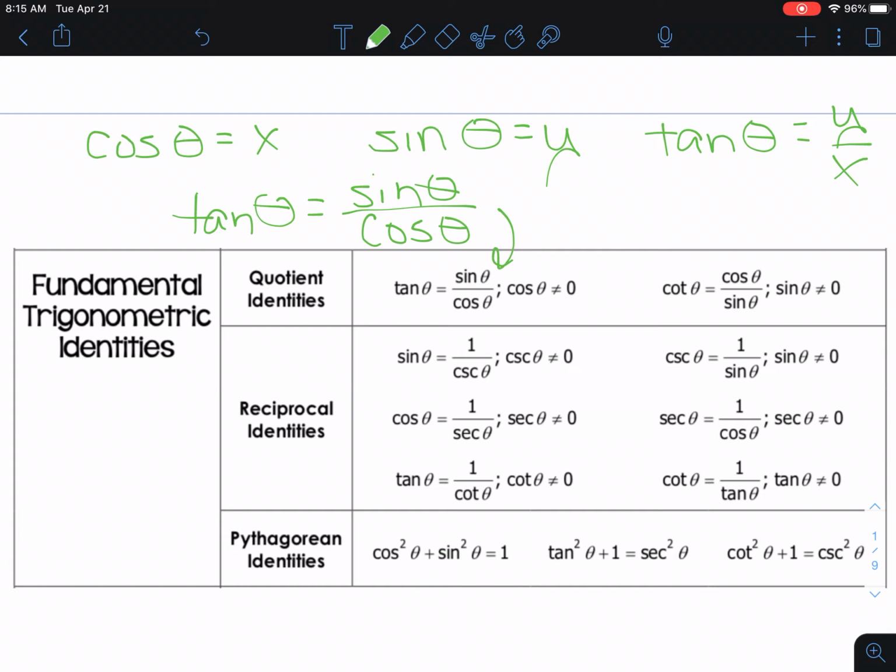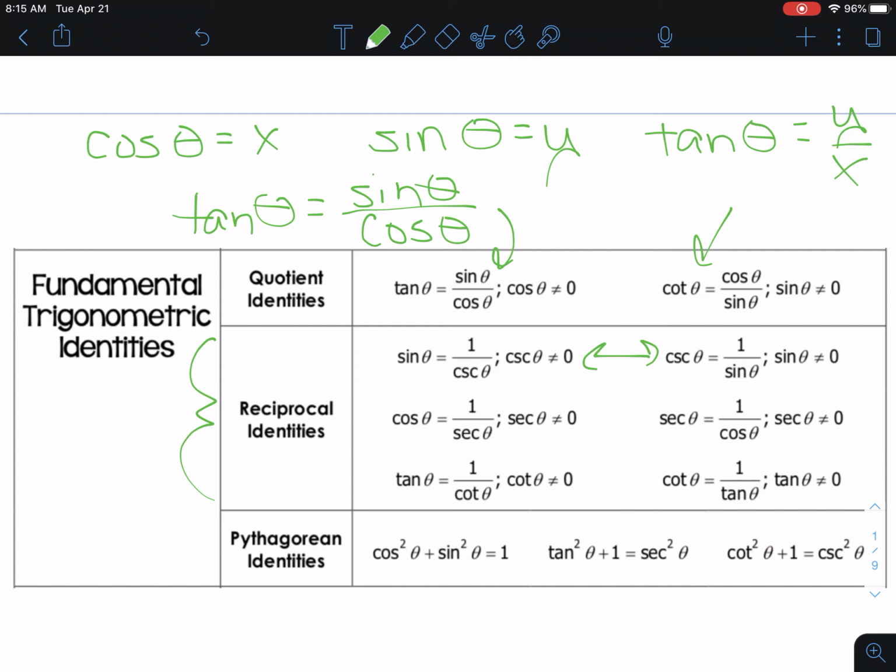It's called a quotient identity. And then this other one kind of follows along. Since tangent and cotangent are reciprocals, I can just flip that around and I have cotangent. And then down here we see these are called reciprocal identities because they are just reciprocals of each other. Sine theta and cosecant theta are reciprocals, so you could write sine theta as 1 over cosecant theta and vice versa. And that follows with the other two pairs as well.